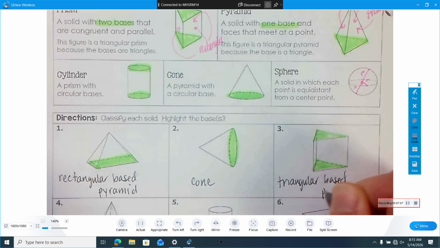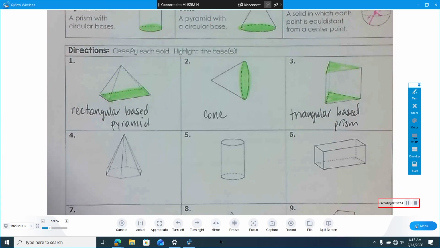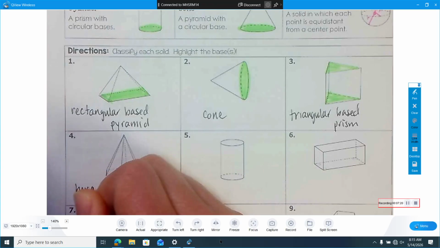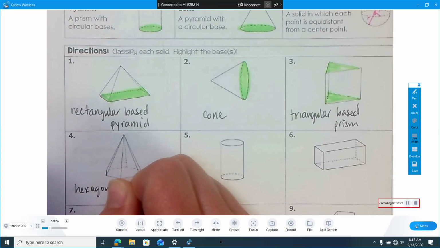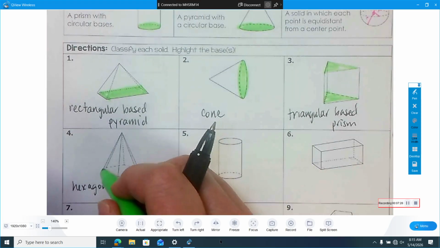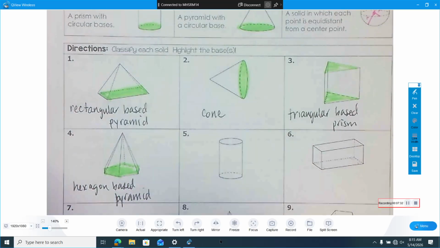Triangular-based prism. What would you call number 4? Hexagon-based pyramid. And again, that is the base. It is a hexagon. We learned yesterday how to calculate the area of different polygons.